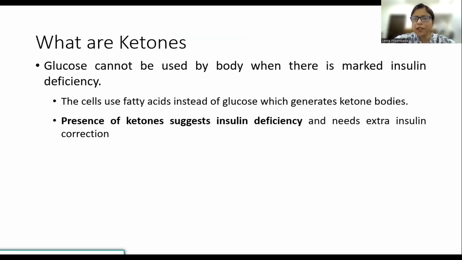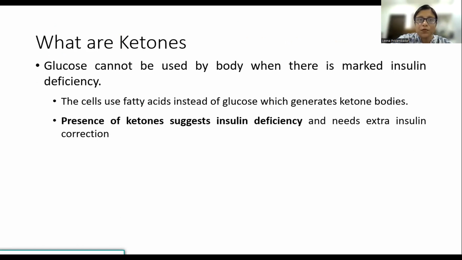Now, we are talking so much about ketones. There may be some people who may not be very aware of what ketones are. Glucose cannot be used by the body when there is marked insulin deficiency. That is why you have a lot of glucose in the blood. In diabetes, in insulin deficiency, your blood is full of glucose, but the glucose does not come into the cells. It is like a hartal, where you will see a lot of stuff gathered on the roads, but nothing reaches the villages or the centers.